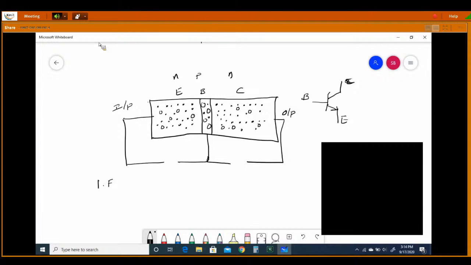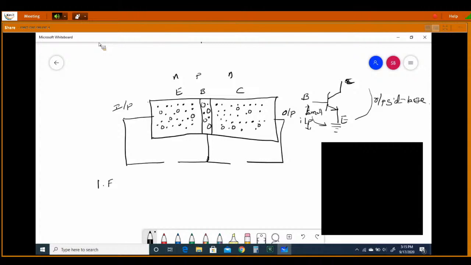Now we are comparing with the two-port network model. At a time, one terminal should be common when it is connected in any biasing configuration. Now this side we are calling as your input side. Base to emitter is the input side. The collector to emitter is nothing but your output side. That means if you apply a small signal at the input, it will amplify, and at the output side you are going to get the large signal. That is the amplification process. How that is going to happen, we will see.